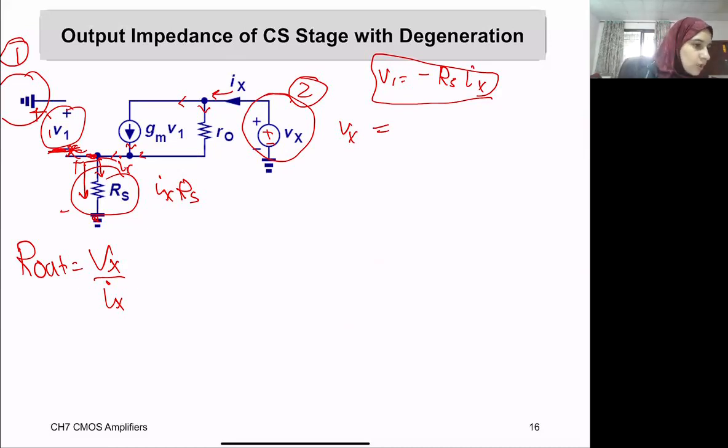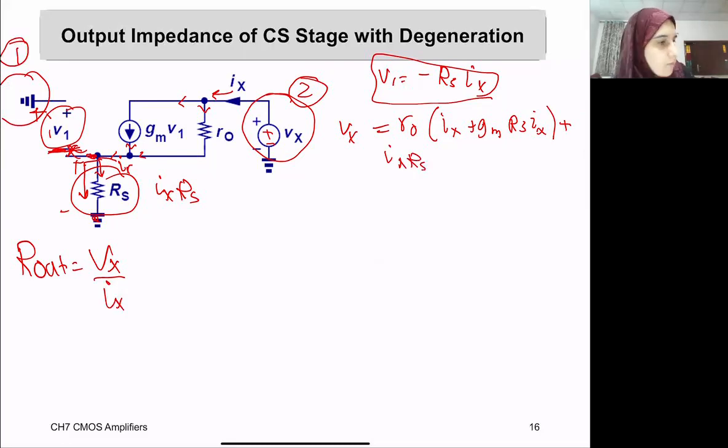What is the voltage drop across R out? It will be R out with the current flowing through it, which is Ix minus Gm times V1. What is V1? It's Rs multiplied by Ix, with a negative sign, so this is going to become positive. Plus Ix multiplied by Rs.